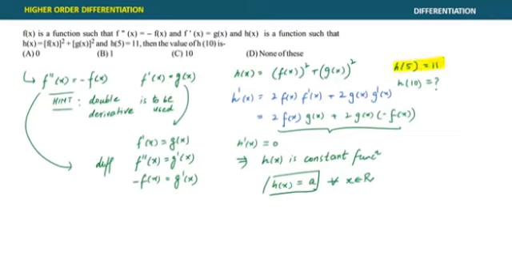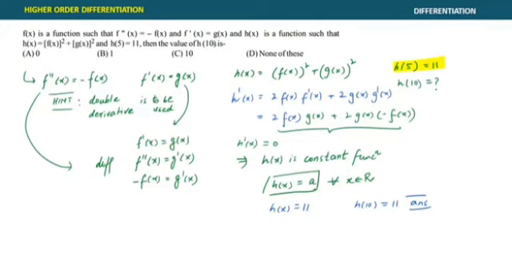That means the constant value that has to be taken in this question is nothing but 11. So that means h(x) is 11. So whether I ask you h(10), h(20), whatever, the answer will be 11 again. So the answer to this problem is nothing but 11.